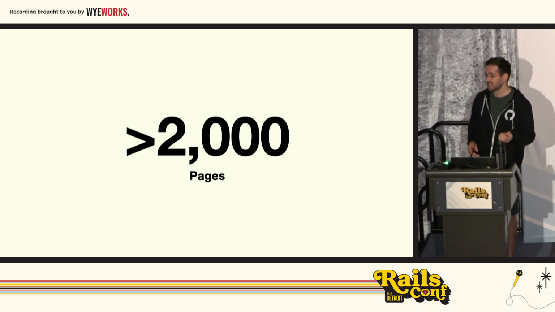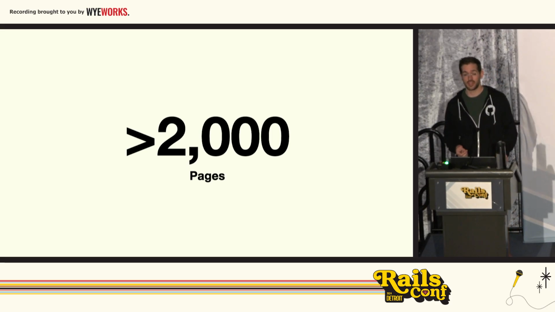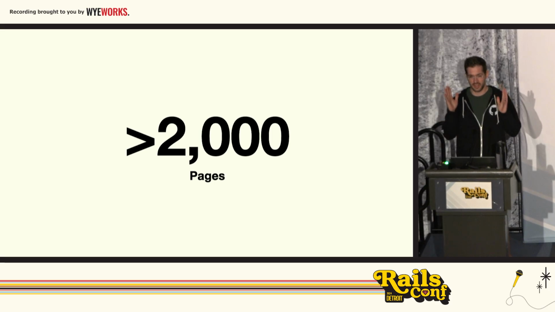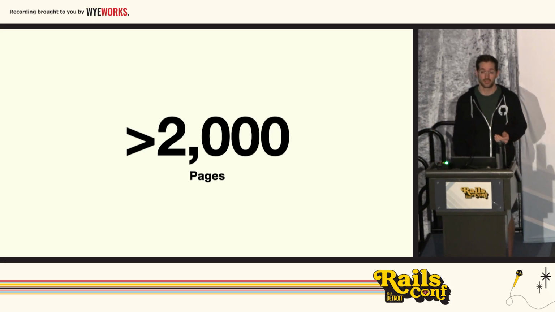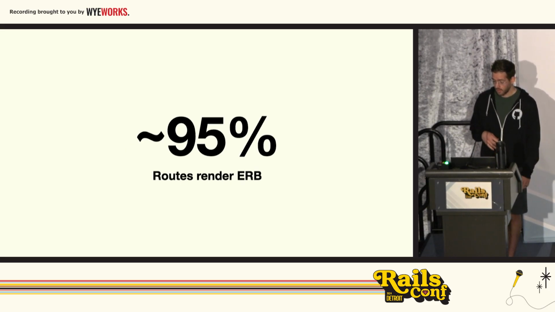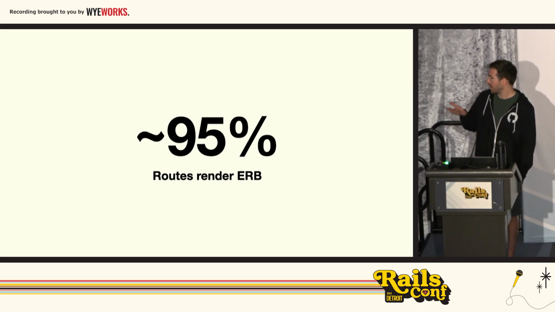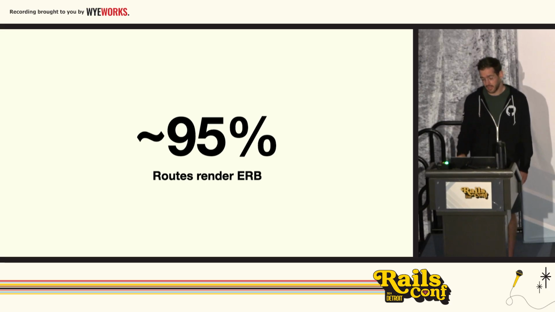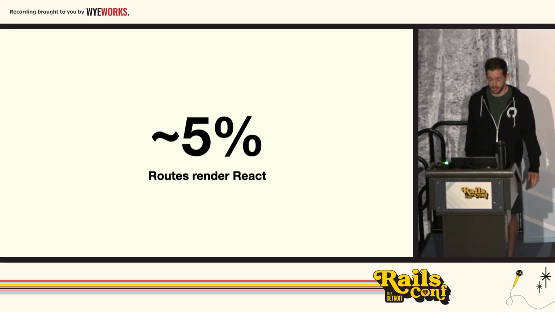Somewhat unique to our application is we have over 2,000 unique pages. This is literally like you go to a URL and it looks like something. We have 2,000 of those, which I've heard from talking to other people in the industry is very different than other companies of our size. Like Shopify, I know, for example, their public-facing surface area is maybe even almost an order of magnitude smaller, at least for their equivalent measurement. Also, only about 95% of our UI is still rendered in ERB, although we're starting to migrate some stuff to React. That's about 5% of the company.